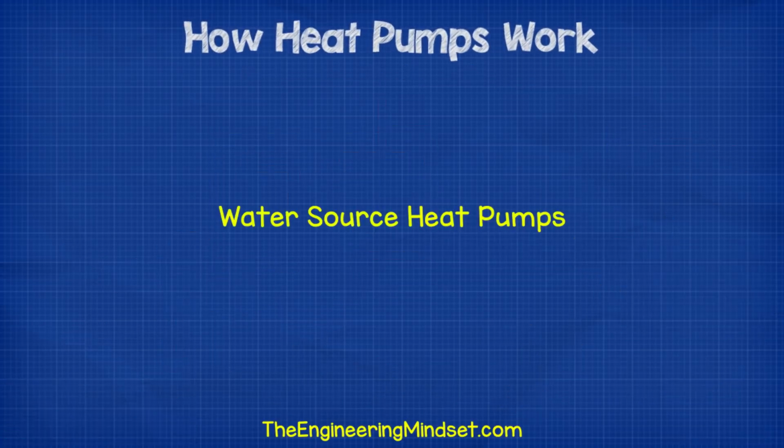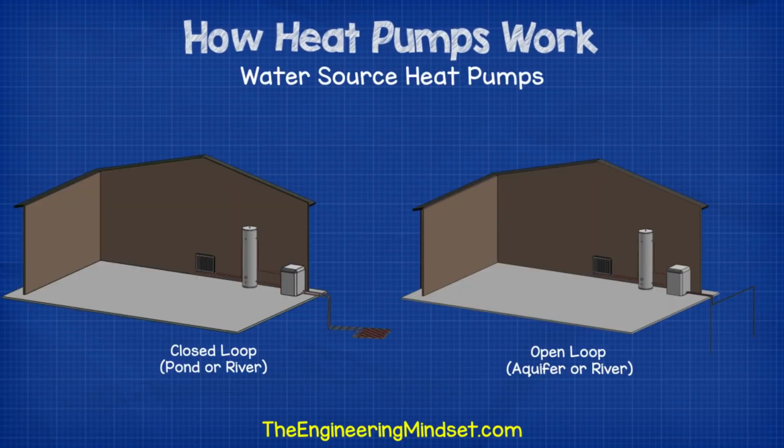Water source heat pumps. Water source heat pumps come in two main variations, closed and open loop. The closed loop sends a mixture of water and antifreeze to collect thermal energy from a pond or river and transfers this through the heat exchanger. The same water is then sent round again to repeat the cycle. Open loop pulls in fresh water from an aquifer or from a river and pumps this into the heat exchanger to collect the heat. Once it passes through, it is then released back into the same water source.